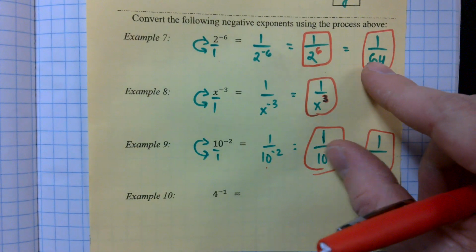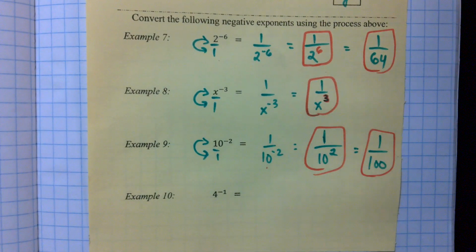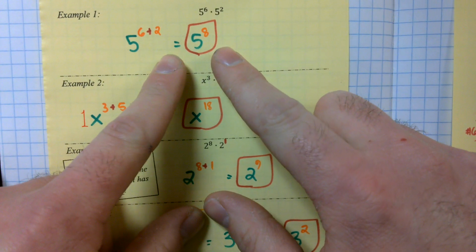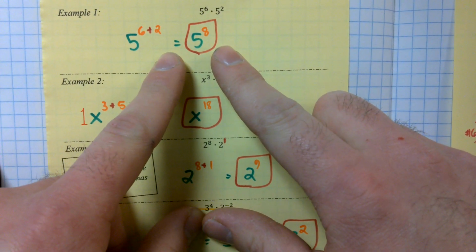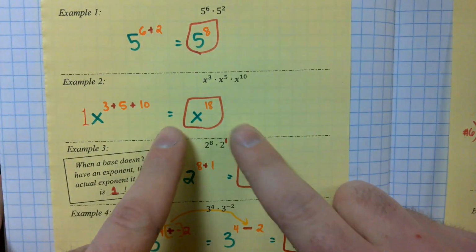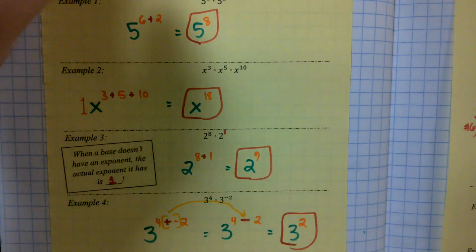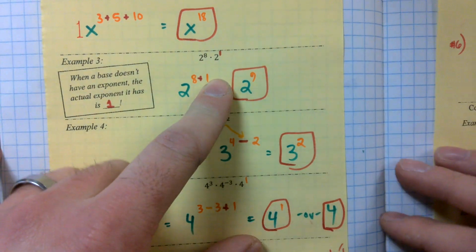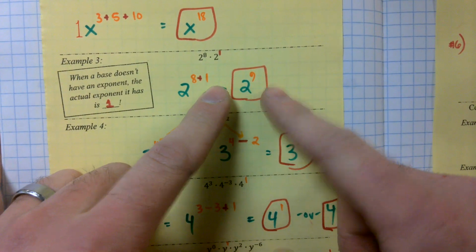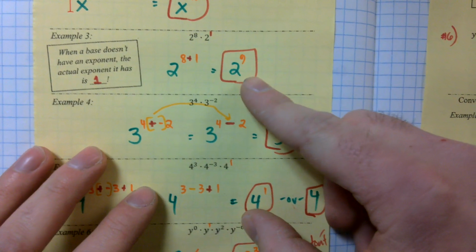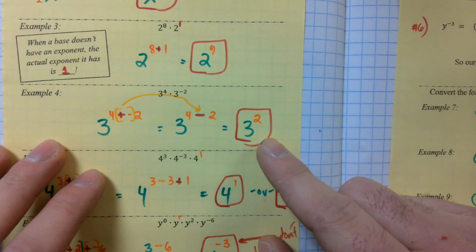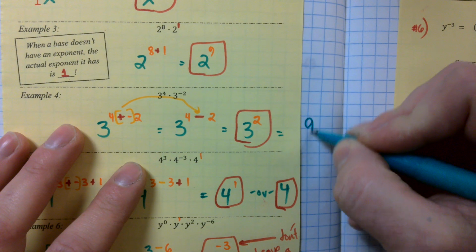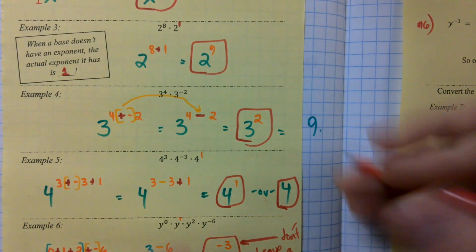Like this part right here? Yeah, if it's easy for you to do in your head. Let's go back to the previous page. 5 to the power of 8, just leave it like that. It's going to be a crazy big number. X to the 18th, it's a variable, can't do anything. 2 to the 9th, we're going to leave it like that. Well, I mean, yeah, we could, but we're not going to. 3 squared, can we simplify that pretty easily? 9. Yeah, what's 3 squared? 9. Go ahead and add that in on example 4.